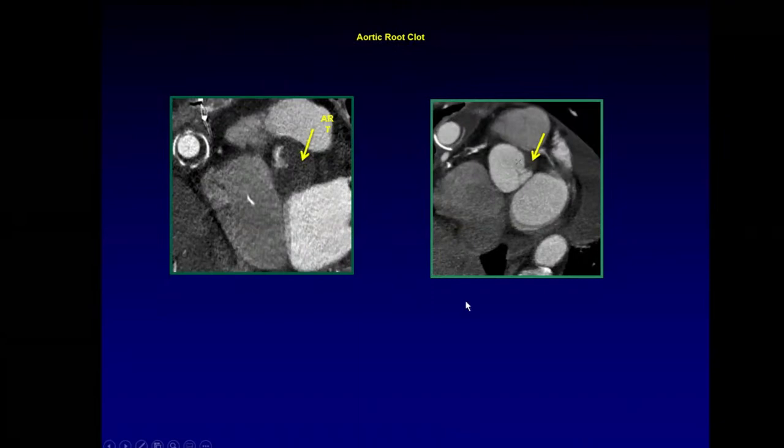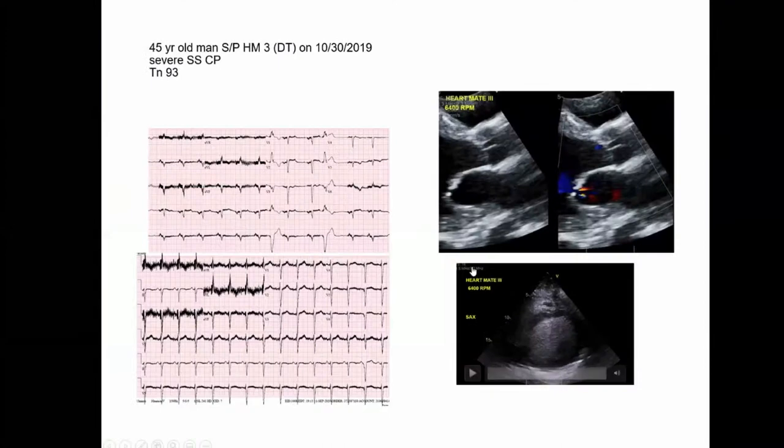Traditionally, if you look at the literature, people mention that aortic root clot occurs most commonly in the non-coronary cusp because there's no coronary, so there's more stasis. But in our experience, we have about 10 cases of this, and obviously it could happen anywhere, as I show you here. I just want to give you the most recent case that we have.